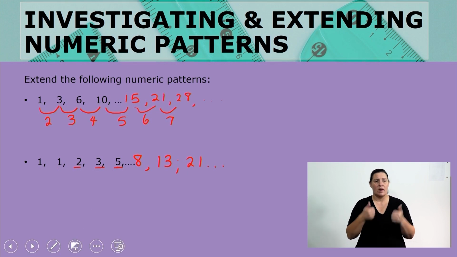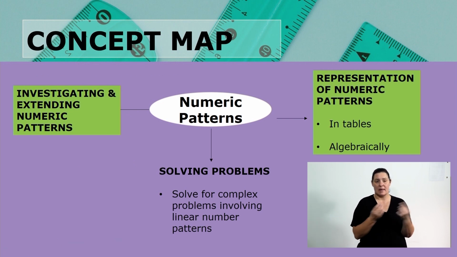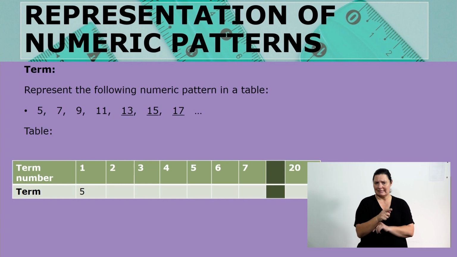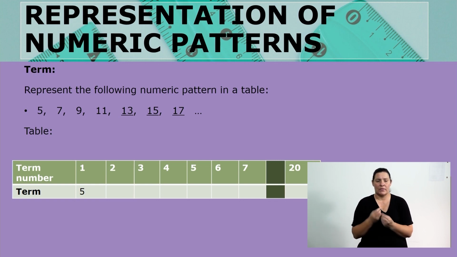Let's continue to the next focus of our lesson, and that is representation of numeric patterns in tables and algebraically. We are going to look at that first pattern that we did in the pre-knowledge practice questions. So we had 5, 7, 9, 11, and we continued the pattern with 13, 15, and 17. If you remember, our rule there was that we add 2. So we are just going to represent this pattern in a table.